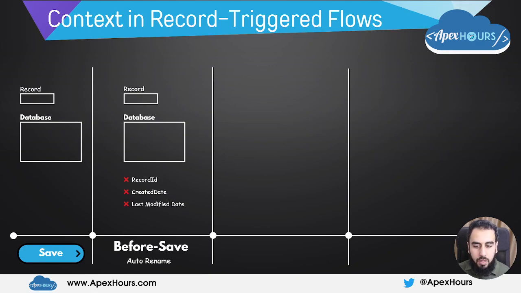There are some characteristics of the record at this point. Because it hasn't been sent to the database yet, it doesn't have a record ID, it doesn't have a created date, and it doesn't have a last modified date. This is information that gets generated after the record gets saved to the database. So before save flows run before this happens. Like this hasn't happened yet.